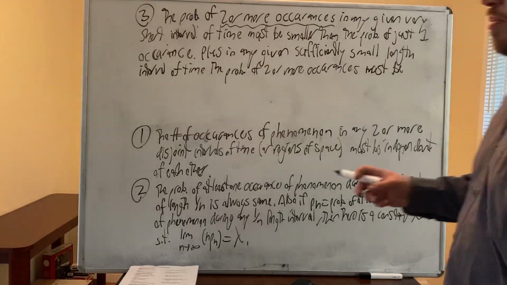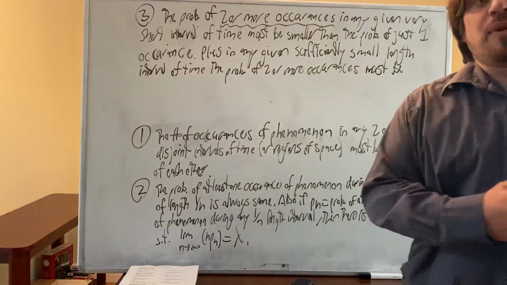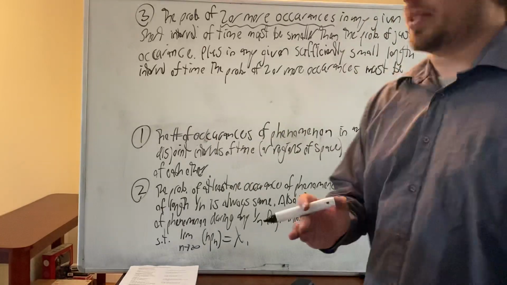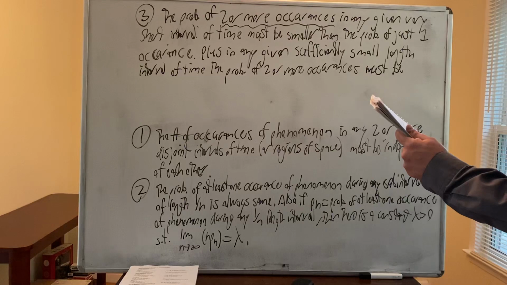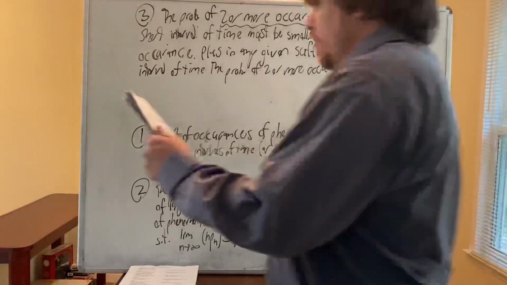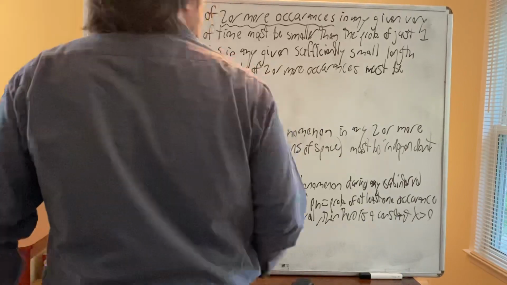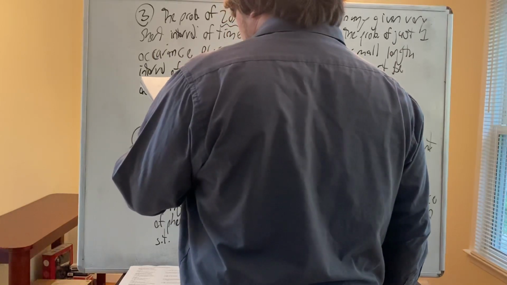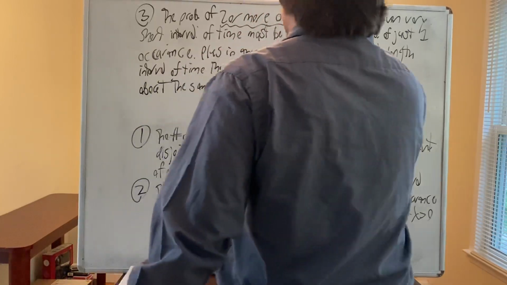So that means the probability of receiving 2 phone calls, or 3, or 4, or 5, or 6, and so on, the probability of the union of all those is less than the probability of receiving 1 in those 10 seconds. That's what that means. So in any given sufficiently small length of time, the probability of 2 or more occurrences must be about the same as the probability of just one occurrence.